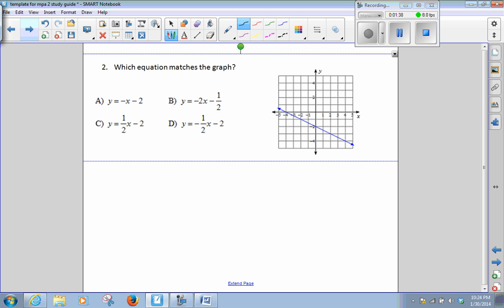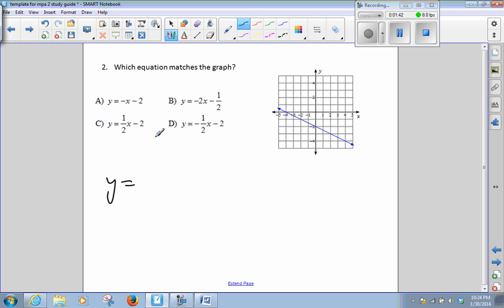Number 2, which equation matches the graph? Every one of these equations is in the format of slope-intercept form. Remember, that means y equals the slope of your line times x plus your y-intercept. Remember, slope is also known as rate of change. Y-intercept means where your graph hits the y-axis.